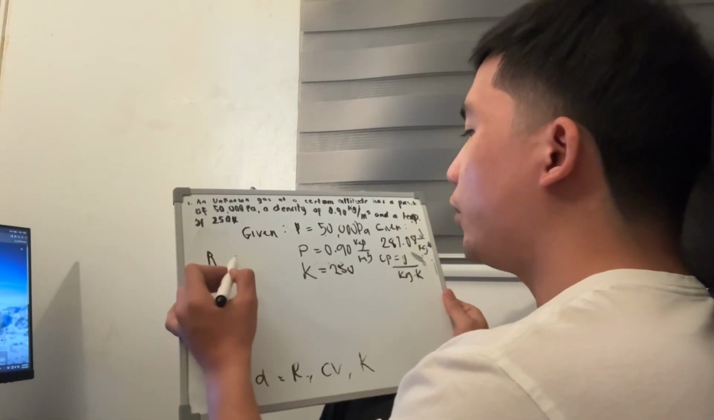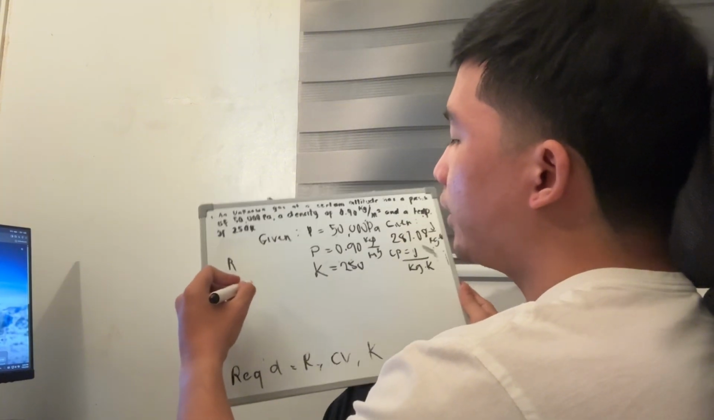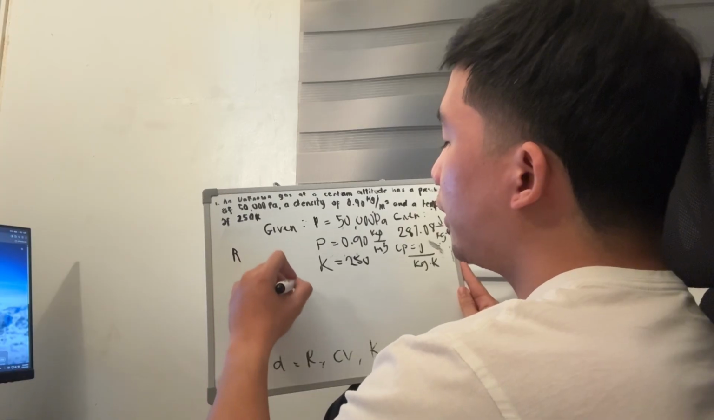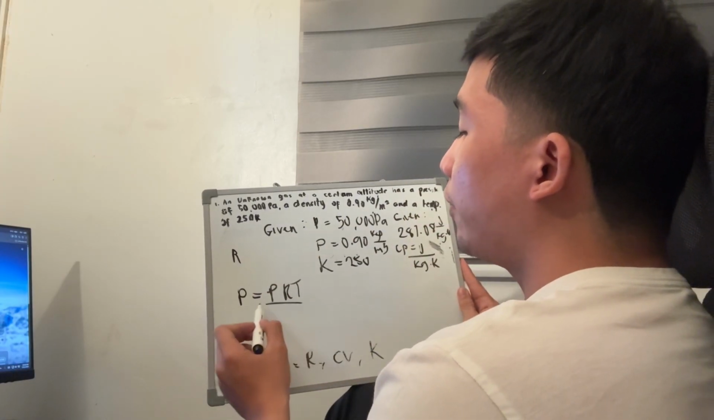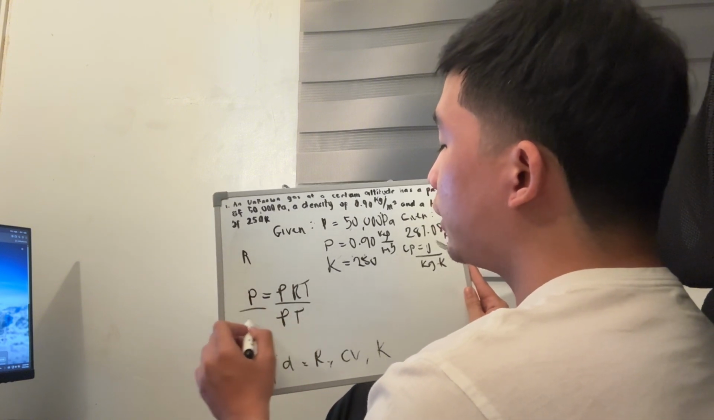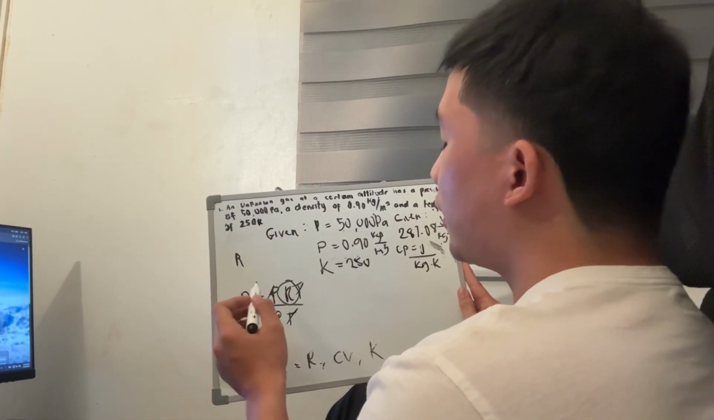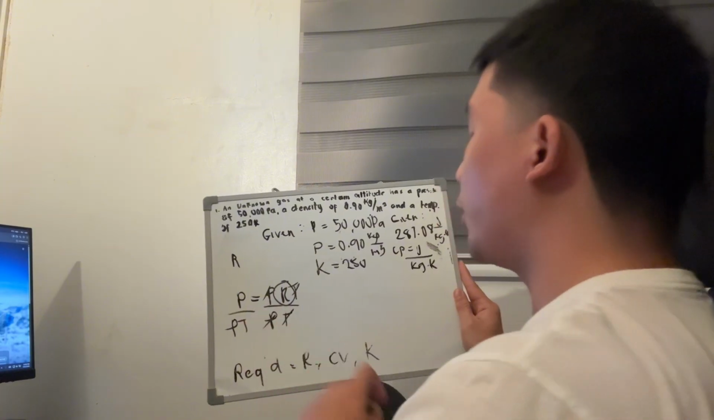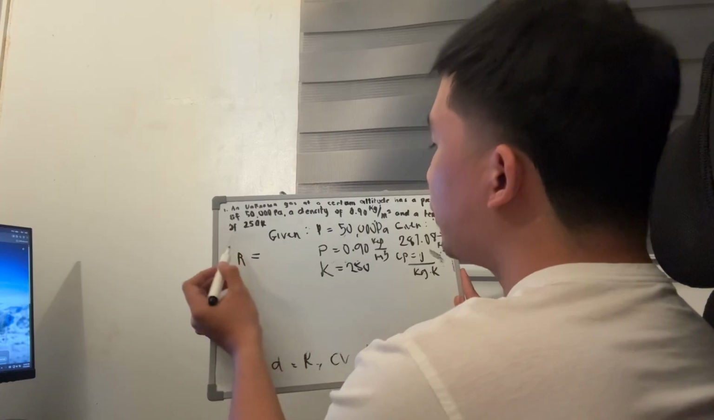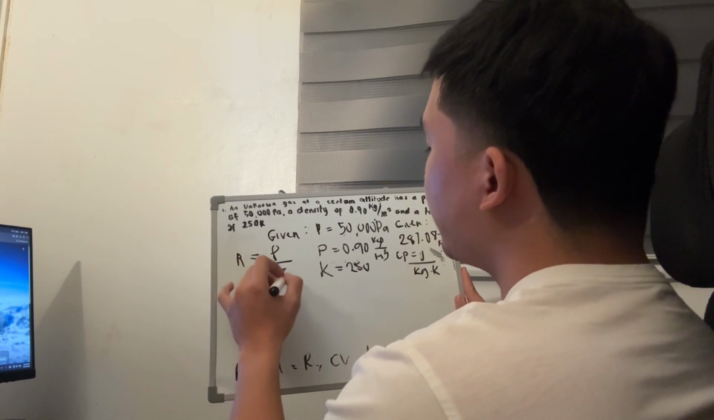First, we have to look for our specific gas constant. Since our base formula for pressure is P equals rho RT, we can derive the formula for our specific gas constant by dividing both sides by rho T. So we can cancel the rho T, and we have the formula for R. R is equal to P, which is pressure, over density times temperature.